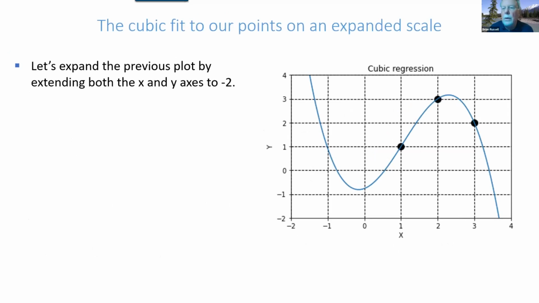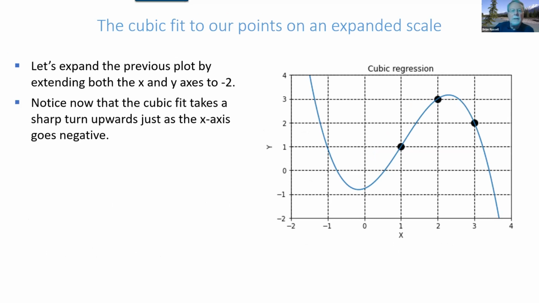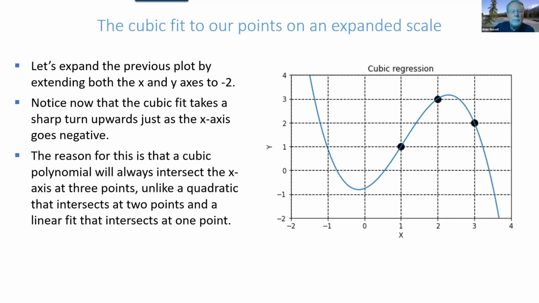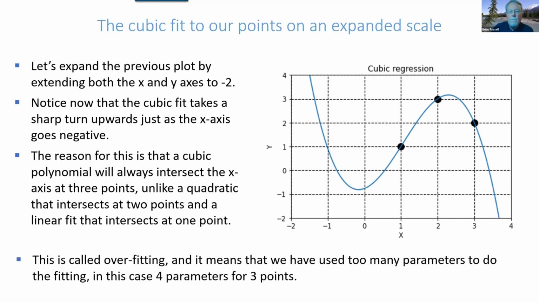Because it's a cubic regression, a cubic fit will cross the x-axis 3 times. So now you get this big jump up, which doesn't look realistic. There's nothing in that data that suggests that the curve should take a big jump up like that. That's strictly the fact you're fitting a 4-point cubic regression to 3 points. So in other words, unlike the quadratic that intersects at 2 points and a linear fit that only intersects at 1 point. Okay, so this is called overfitting. It means we've used too many parameters to do the fitting. In this case, 4 parameters for 3 points.